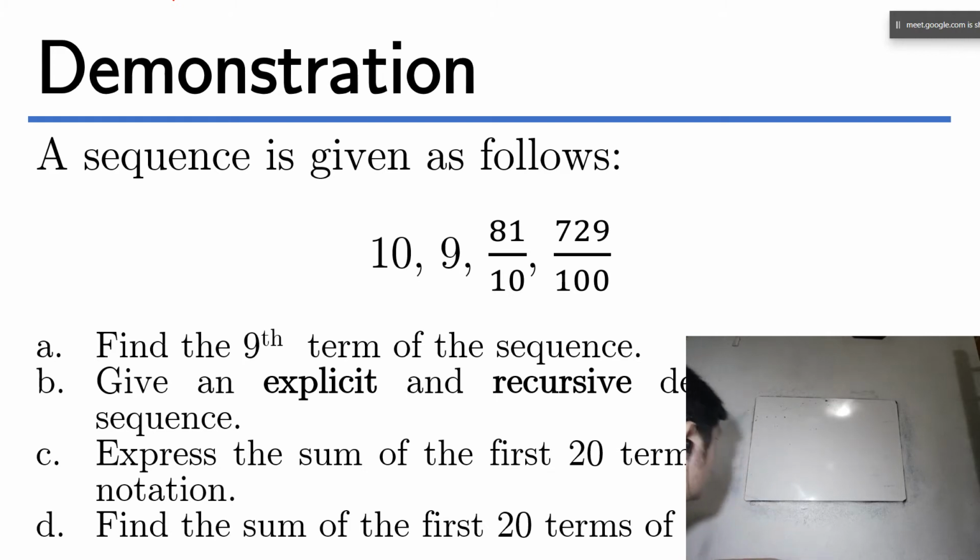S of n equals a sub 1 times r raised to n minus 1 over r minus 1, with 10 terms, 9 over 10 raised to 20 minus 1 over r minus 1. Kung ano man yan, ipasok nila sa calcu. Okay lang sa kanila yon. Okay, yun na. Sum of the first 20 terms. Before I continue, nagets ba guys? Nakuha naman?